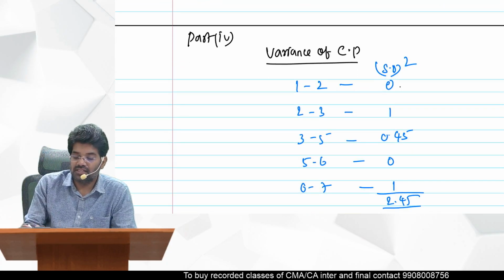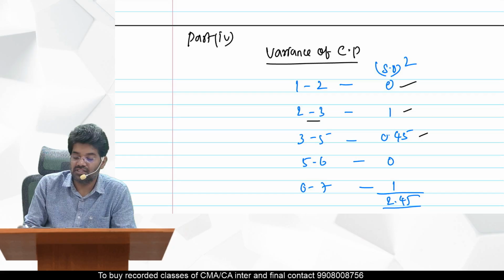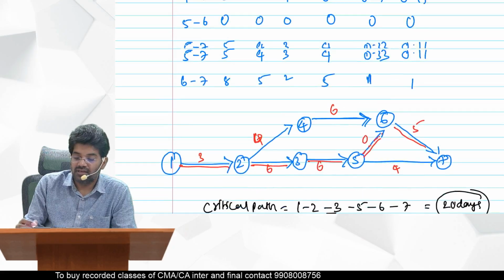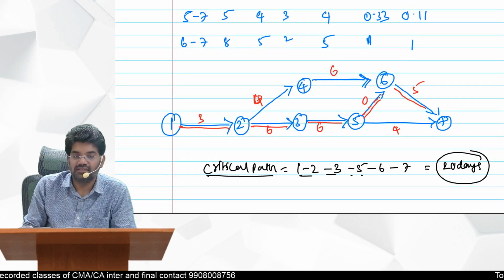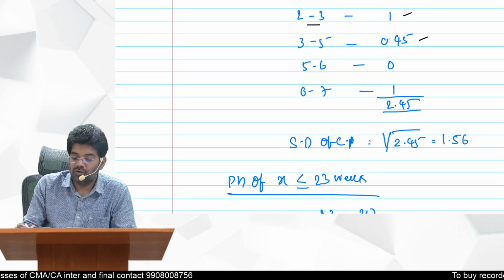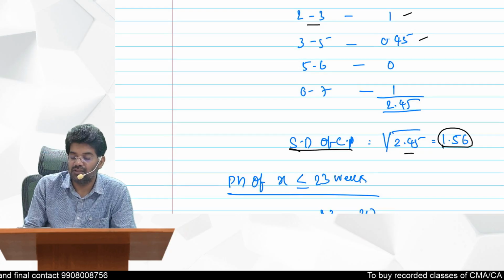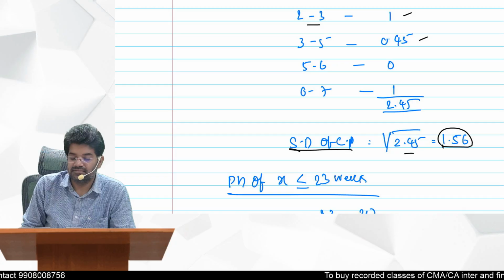So 1 to 2 variance is 0, 2 to 3 variance is 1, 3 to 5 variance is 0.45, 5 to 6 is 0, 6 to 7 is 1. I have taken the variances of all these critical activities in the critical path only. If you add all of them, you will get a total of 2.45. Then if you apply the square root on that, you will get the standard deviation of the critical path, 1.56.